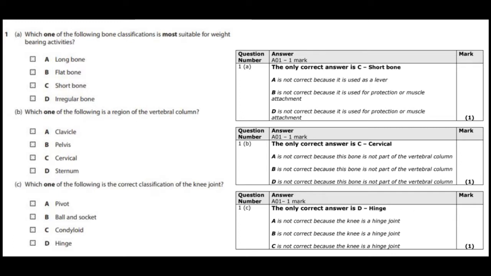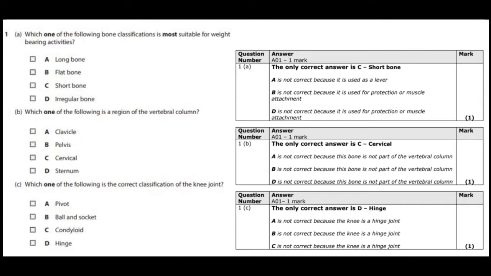The second question, B, which one of the following is a region of the vertebral column? Again, it's about using your diagram just to make sure you know where each bone is as part of the body. So we should know the answer here is cervical, which is the upper region of the spine, just below the neck.